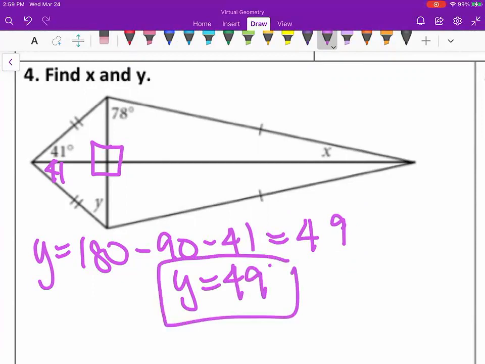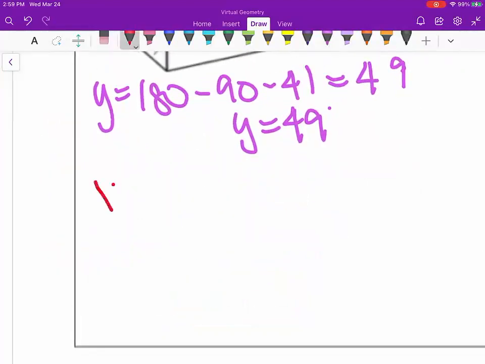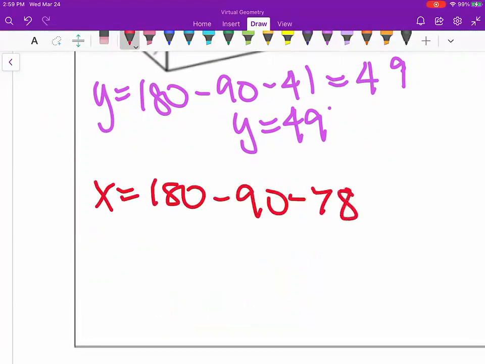And we're going to do the same thing to get X, because again, in the triangle with the X, you've got a 90 and a 78. I just need my last one. So my 180 total minus 90 minus 78, which means X is 12 degrees.